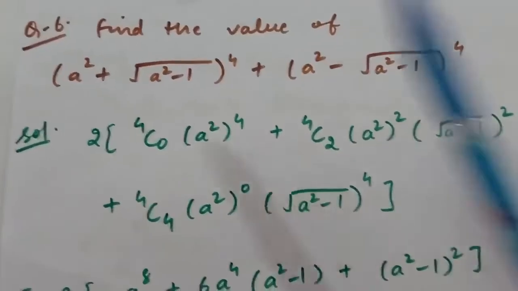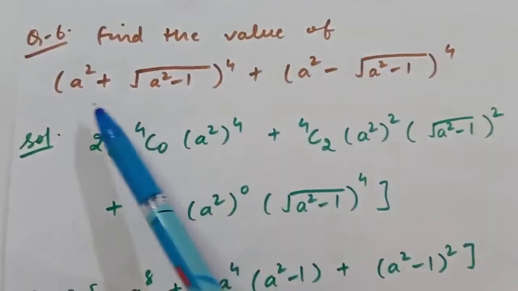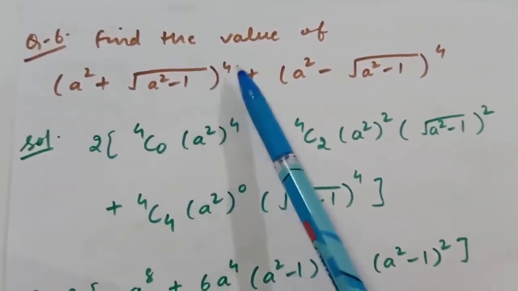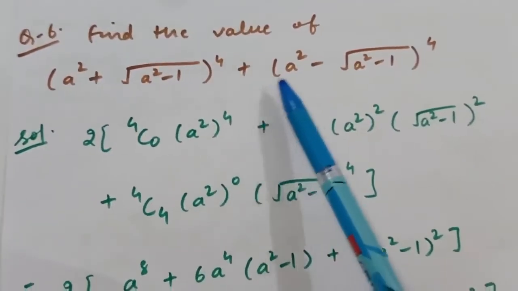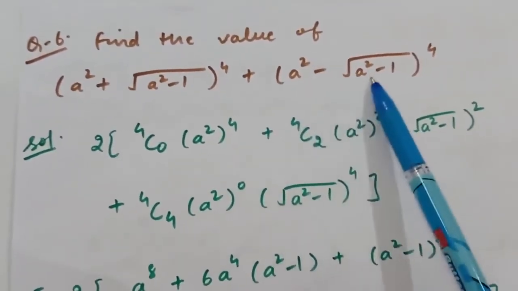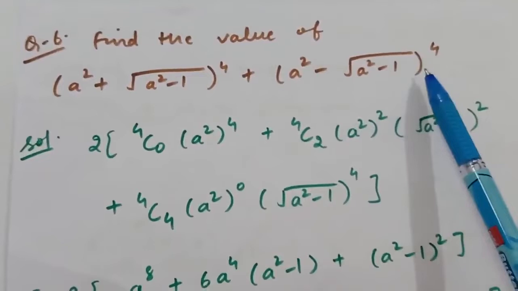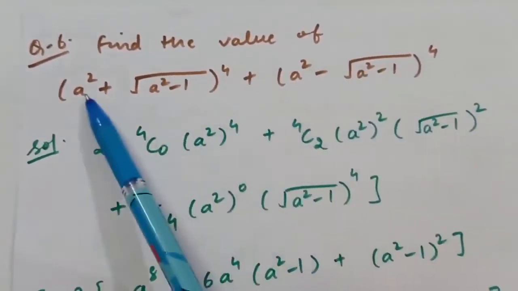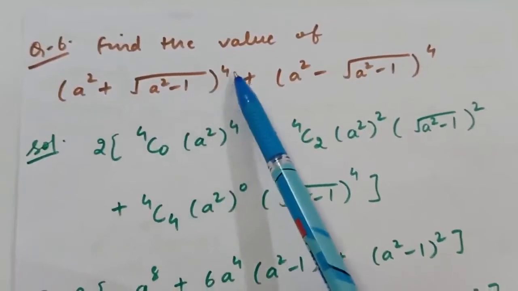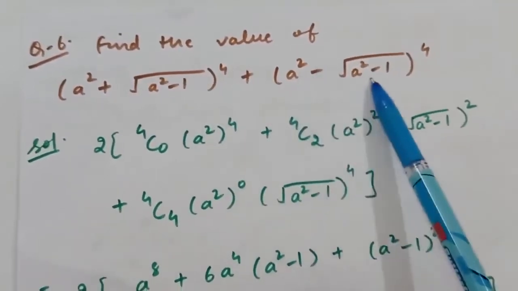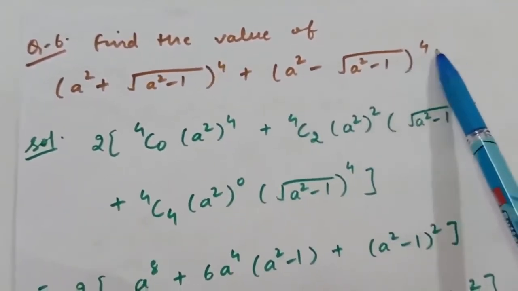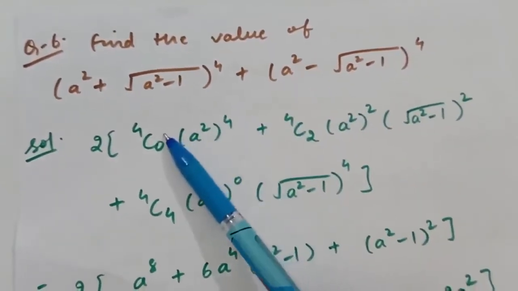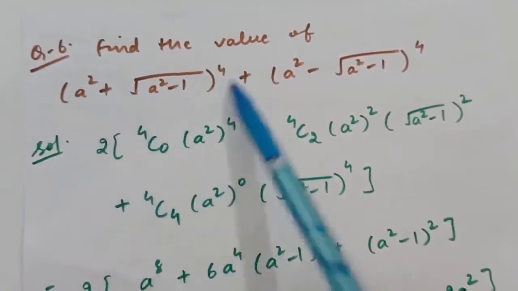Question number 6. Find the value of (a square plus root of a square minus 1) whole raised to the power 4 plus (a square minus root of a square minus 1) whole raised to the power 4. So this is (a plus b) whole raised to the power 4 plus (a minus b) whole raised to the power 4. So this will be twice of the odd terms of this expansion.